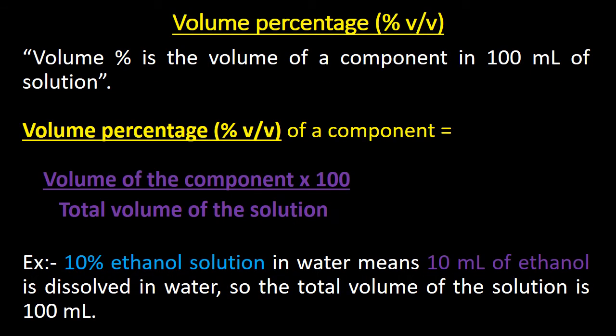Let us know what is the meaning of volume percentage. Volume percent is the volume of a component in 100 ml of solution. This can be given by the following expression: volume percentage of a component is equal to volume of that component into 100 divided by total volume of the solution. For example, 10% ethanol solution in water means 10 ml of ethanol dissolved in water, so the total volume of the solution is 100 ml.